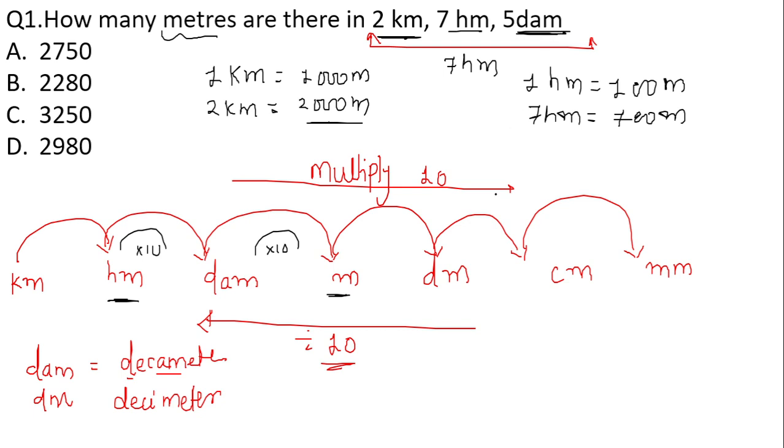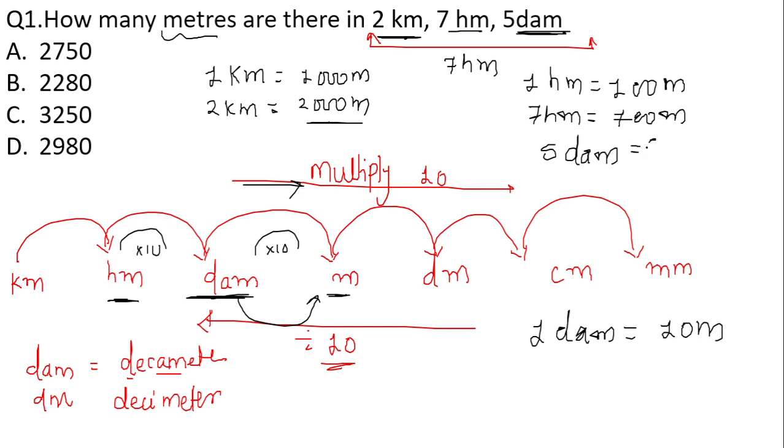Now let's see the third one, that is 5 dam, that is 5 decameter. We have to convert the decameter into meter. To convert 1 decameter into meter, we have to take only a single step, so we'll just multiply once by 10. So 1 dam is equal to 10 meters, so 5 dam will be equal to 50 meters. Now we have completely converted the given values into meters: 2000 meters, 7 hectometer gives us 700 meters, and 5 decameter gives us 50 meters. Taking the summation of all this, we get the value as 2750.